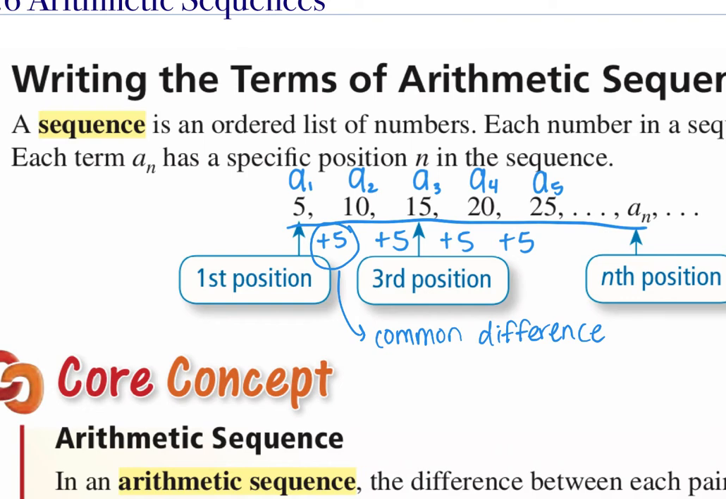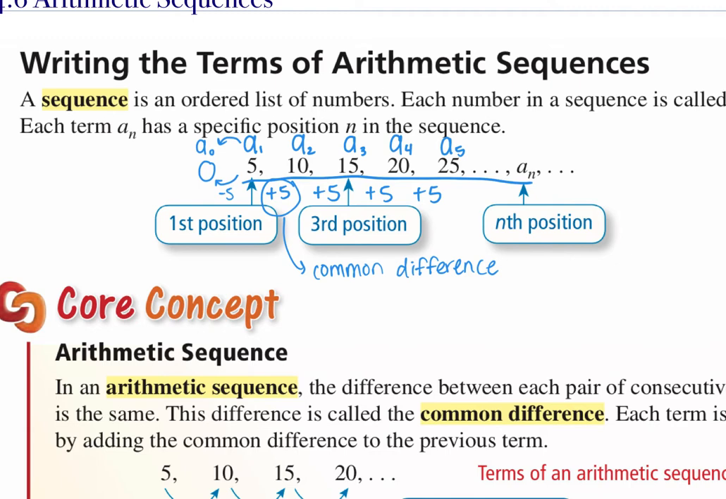Now, there is another term that we don't see, but it's a sub 0, and it belongs right here to the left of a sub 1. Keep in mind, it lies to the left of a sub 1, so instead of adding 5 to get to a sub 0, what do you think we're going to do? Subtract 5. So what's 5 minus 5? 0. So a sub 0, we got there by subtracting 5, is going to be 0. Will it always be 0? No. It depends on the sequence.